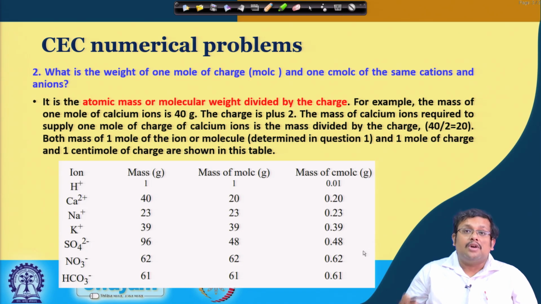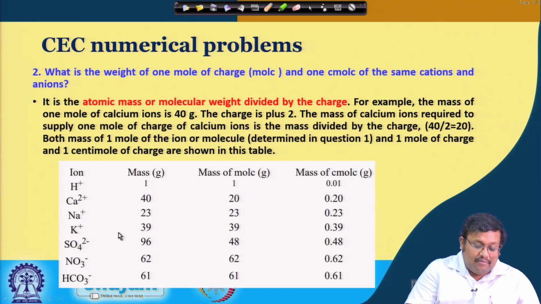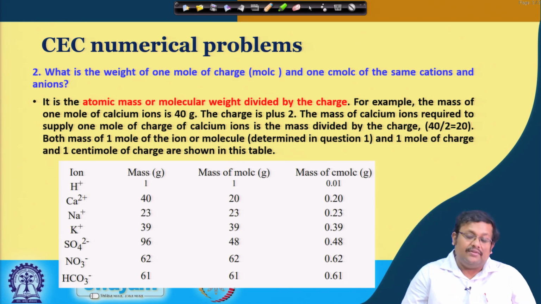In the second problem, our question was what is the weight of 1 mole of charge, that is molar charge, and 1 centimole of charge of the same cations and anions. In that problem we basically divided the molar mass by the valency. In case of H plus obviously it will be 1, in case of Ca2 plus the valency is 2. So, we are getting a mass of molar charge of 20 for calcium, similarly 23 for sodium, 39 for potassium, 48 for sulphate, 62 for nitrate and 61 for bicarbonate, and from there we calculated the centimole of charge, which is 1/100th of the molar charge.